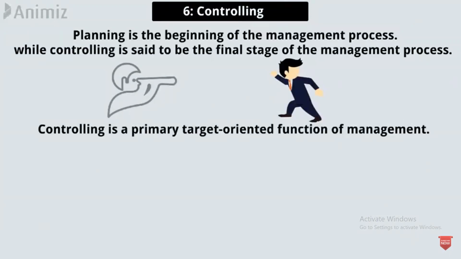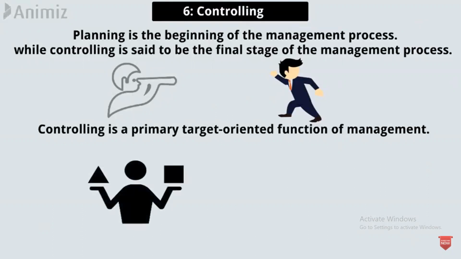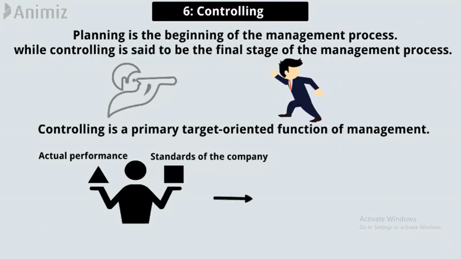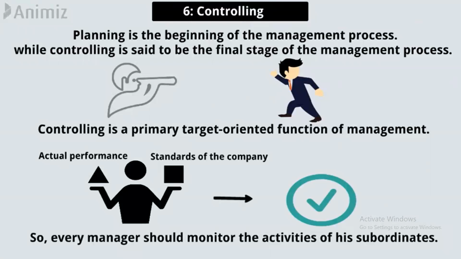Controlling is a primary target-oriented function of management. It is basically the comparison between actual performance and the standards of the company to ensure that the action taken was correct. So, every manager should monitor the activities of his subordinates.